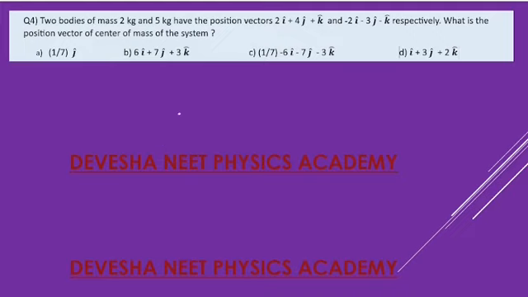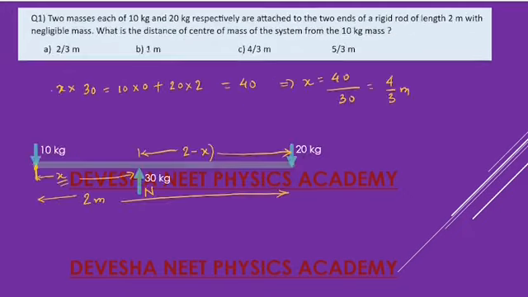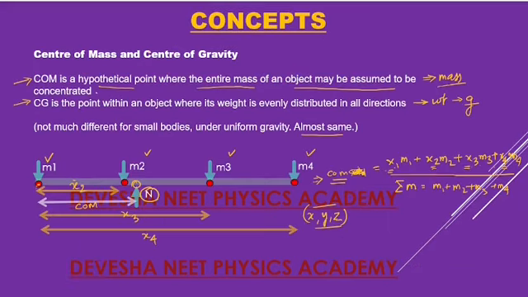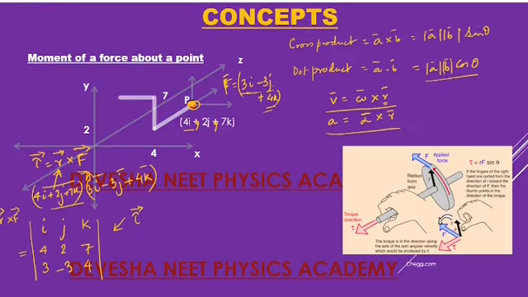Two bodies of mass 2 and 5 kg have the position vectors 2i plus 4j minus k and minus 2i minus 3j minus k. What is the position vector of center of mass? If you remember in the concepts, we discussed that we just need to apply this formula for all the three coordinates, right? So one for x, other for y, and the same for z. We need to apply the same formula there.